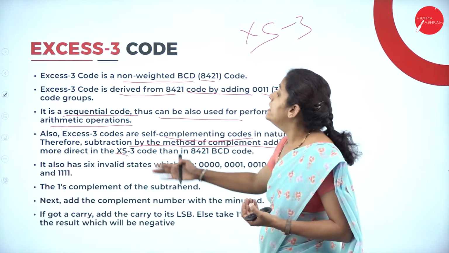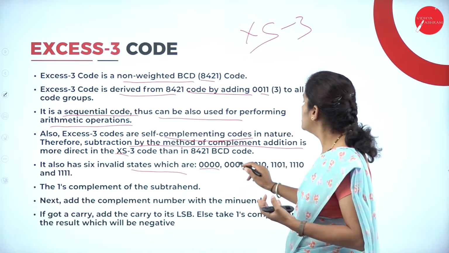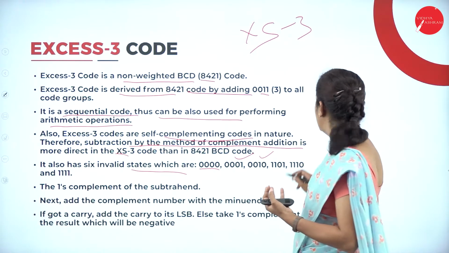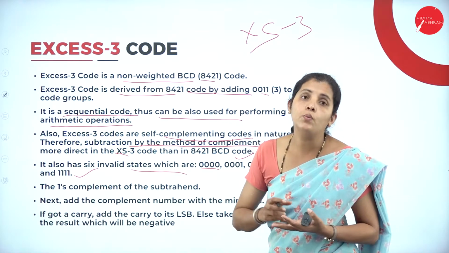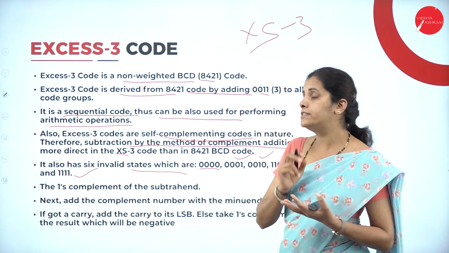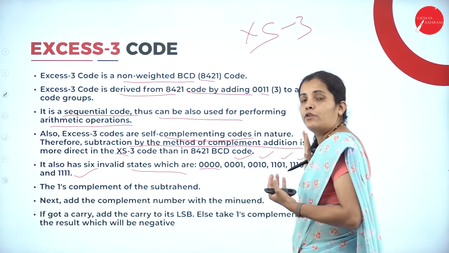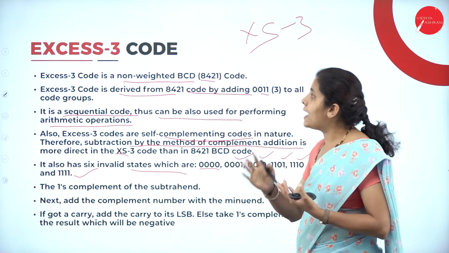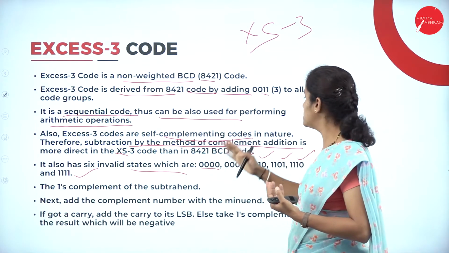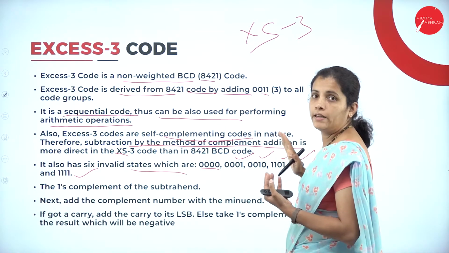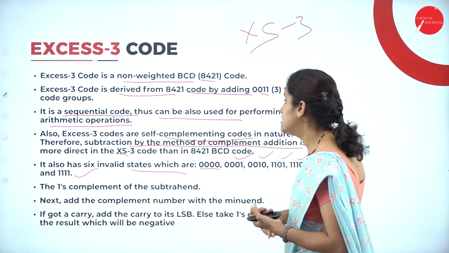Like BCD, it also has 6 invalid states. That is 0, 1, 2, 13, 14 and 15. In BCD code also, we are going to get invalid states, that is 0, 1, 2, 13, 14 and 15. Whereas in Xs3 code also we are going to get invalid states, that is 0, 1, 2, 13, 14 and 15. So how many states? It is 6 invalid states.